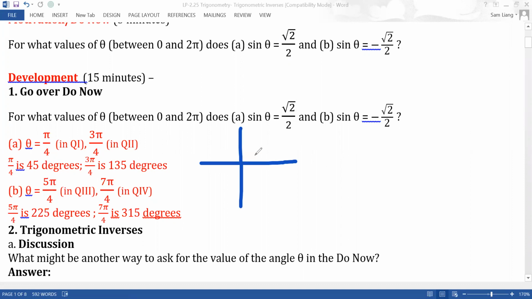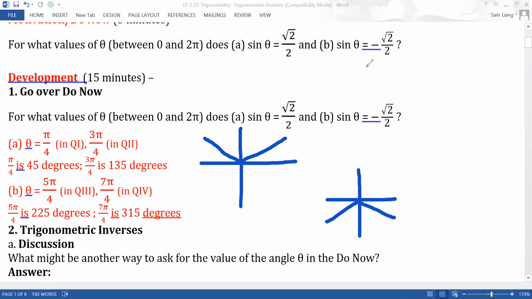Okay, so let me write that in here. So quadrant 1, that's 45 degrees right here. And then quadrant 2, 135. And then for part B, it was in quadrants 3 and 4, right? Because sine is negative there. So that'll be here and here. So this will be 225. This will be 315 here on the right. And then here is 45. Here's 135.